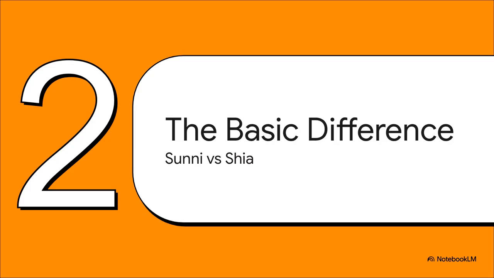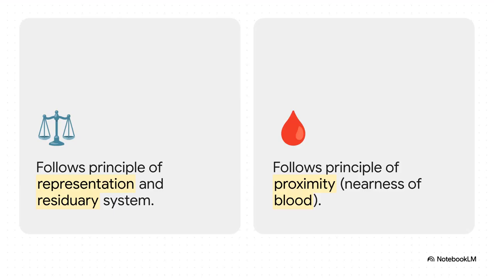Heading number 2. The basic difference. When you reach this specific point in your script, firmly draw a clear dividing line right down the center of your page. Sunni law follows the principle of representation and the residuary system. Shia law follows the principle of proximity, meaning nearness of blood. So the absolutely crucial takeaway here is grasping that residuary system versus nearness of blood.